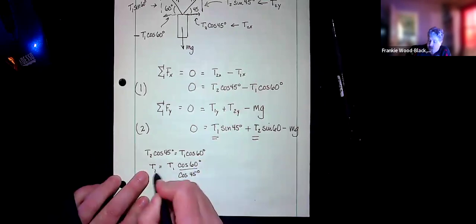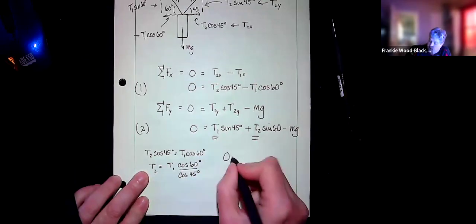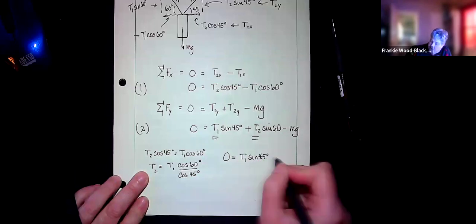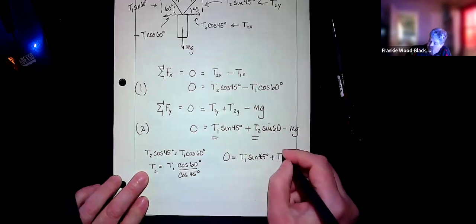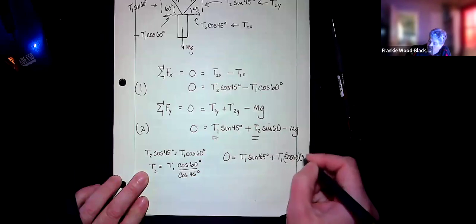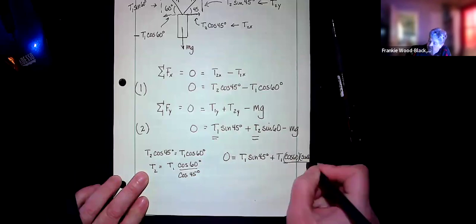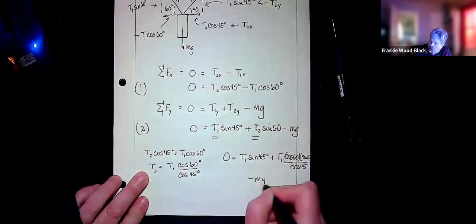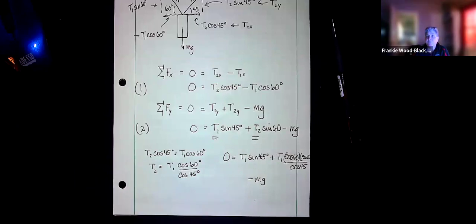So now I've got T2, so I can plug that in there. I get 0 is equal to T1 sine 45 degrees plus T1 cosine 60 degrees sine 60 degrees divided by cosine 45 degrees minus mg is equal to 0. And then it just becomes a problem where you plug in the numbers and you solve for T1. And that was one of those applied example problems.